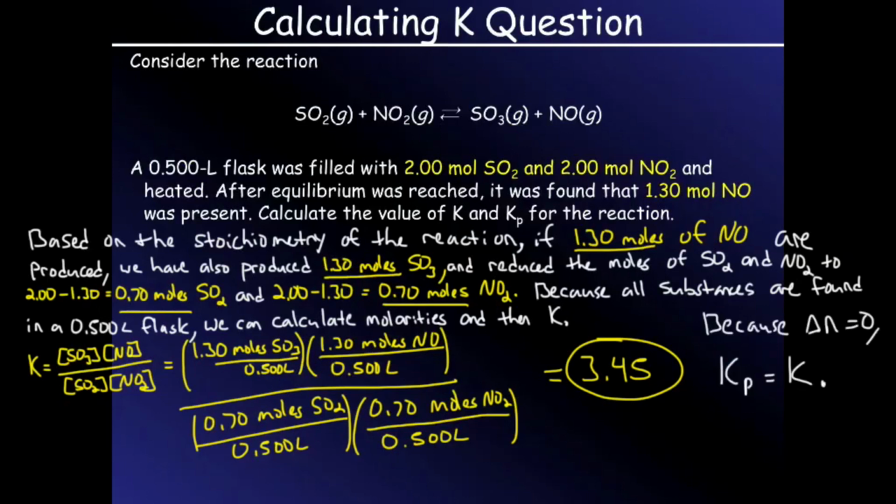Because delta N is 0, Kp is equal to Kc multiplied by RT raised to the delta N, but delta N is 0, so RT raised to the delta N is 1, so Kp is equal to Kc times 1, or essentially Kp and Kc are the same.